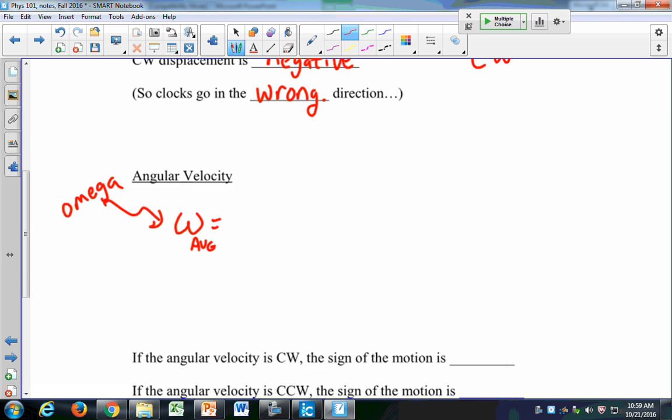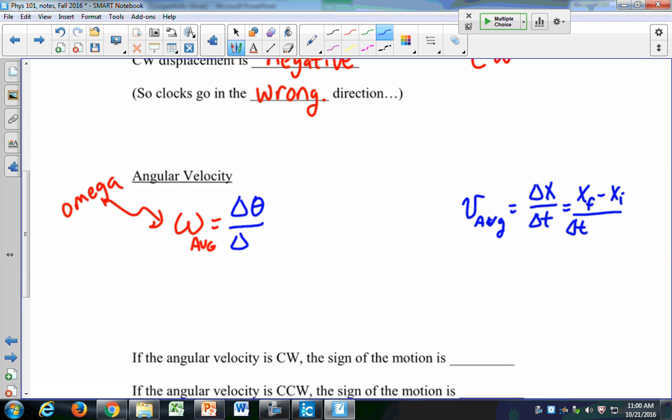Now, just to remind you, I'll sort of write this off to the side. Back in Chapter 2, we defined average velocity, and it was delta x over delta t. That was x final minus x initial over our change in time. We're going to have something very similar here. It'll be delta theta over delta t. That is theta final minus theta initial divided by your elapsed time, which I'll just keep as delta t. This is our average angular velocity.